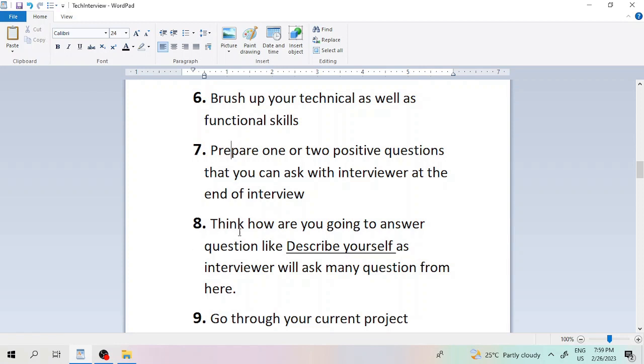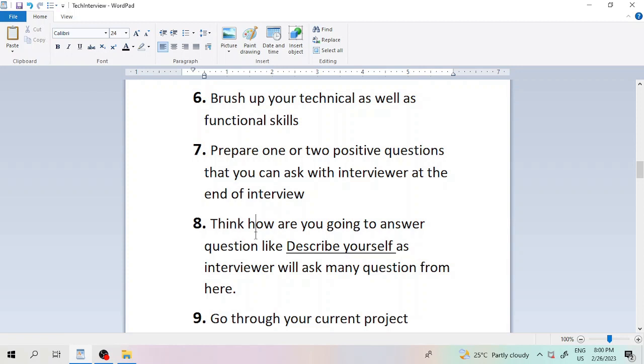Now eighth point is, at the start of any technical interview, the interviewer generally asks one question: describe yourself. Here you will have to give the answer in a very proper way, because whatever answer you are giving here, the interviewer is going to ask multiple questions from that answer.